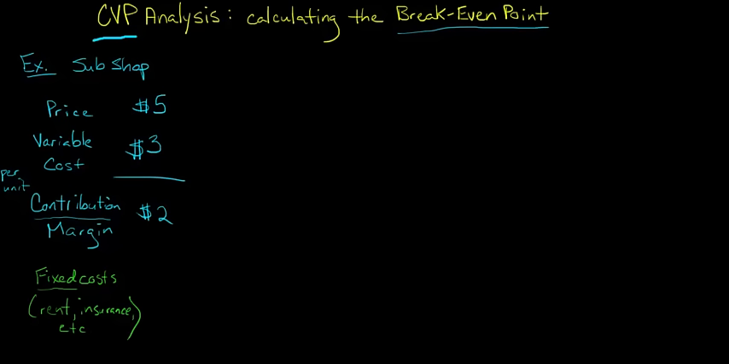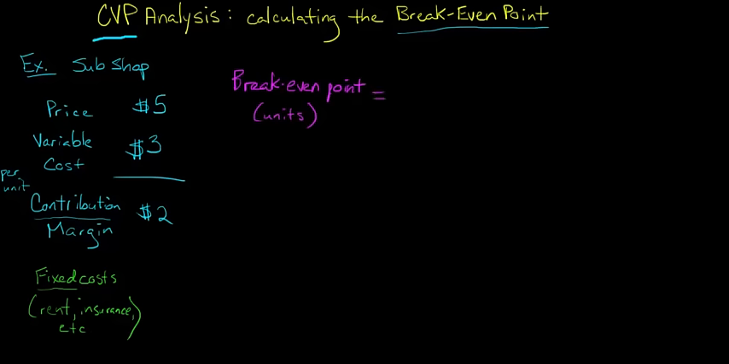So let me change colors here again. Let's go with purple. So now let's actually go and we've got a nice little formula here for how we can say we're going to break even. So let me just put here. There's a couple ways we can think about this break-even point. And one way is to think about it in terms of units. Now by units here, what I mean is the number of sub sandwiches that we sell. So is it going to take 500 sub sandwiches that we have to sell before we break even, or 5,000?